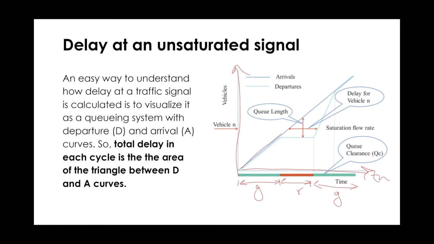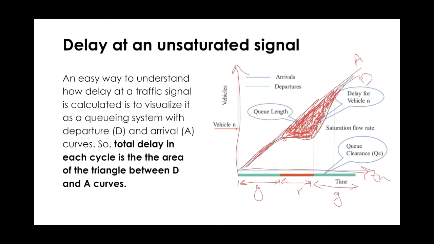And if this blue curve is my arrival, and this light blue or light green is my departure, as we covered before, the area between these two curves represents the total delay at the intersection. So the total delay at the intersection can be calculated by estimating this area between the two curves.